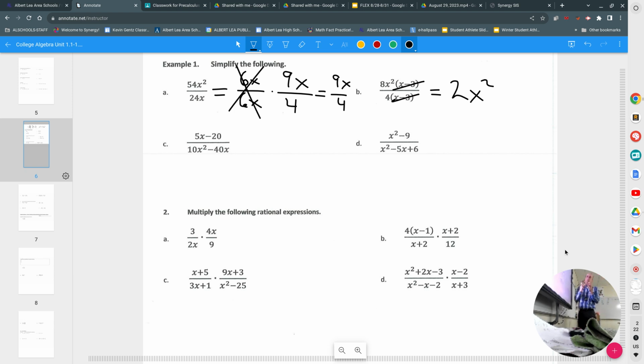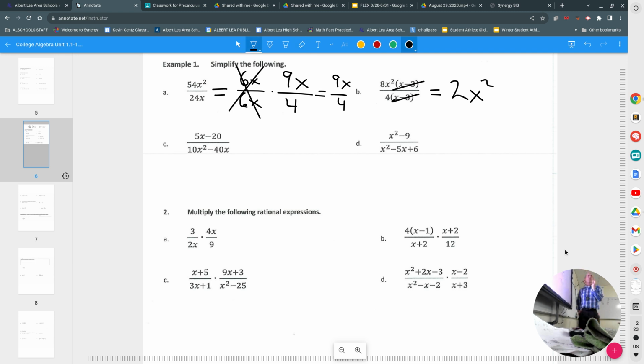Letter C, when people aren't careful, they do voodoo mathematics. They say, I'm going to cross off the x's, and I'm going to do 20 divided by 40 is a half, and 5 divided by 10 is a half. And I'm going to have an x squared in the denominator and all sorts of things. And it's super wrong, and it's inaccurate. If we want to reduce, we must first write in factored form.